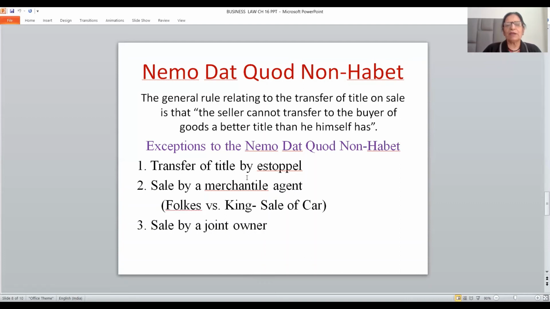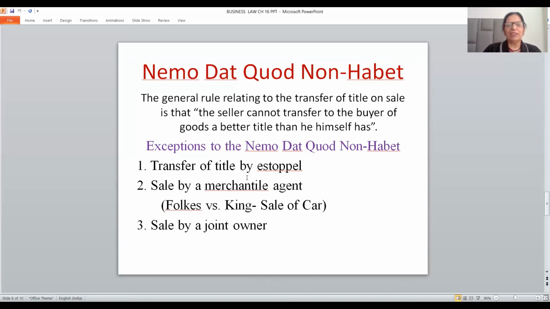It was decided by the court that F did not have any right to recover the car from K, because his agent G passed a valid title to K. So friends, the conclusion is that a sale made by a mercantile agent is termed a valid sale.